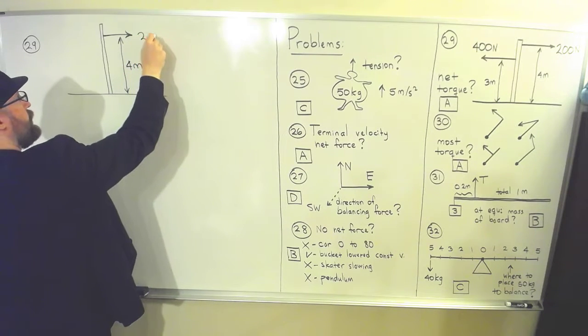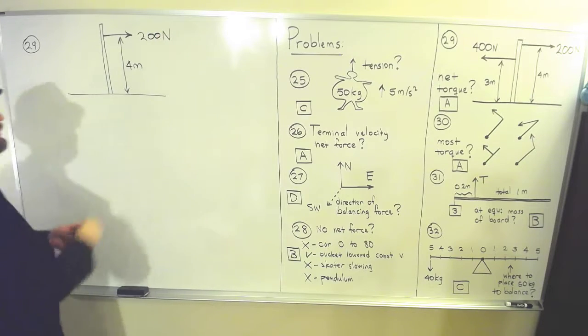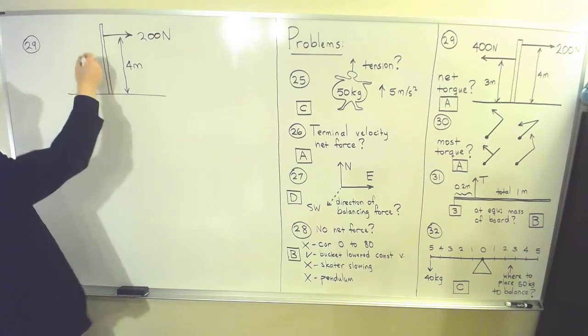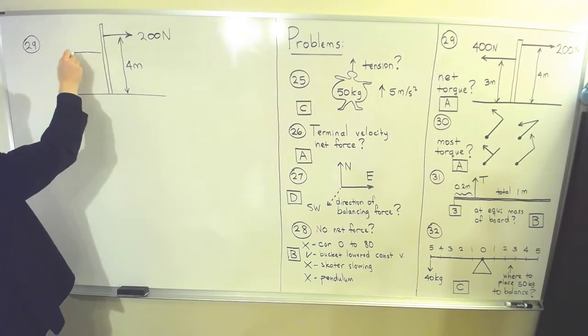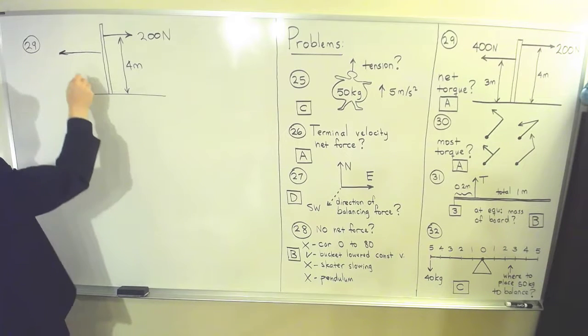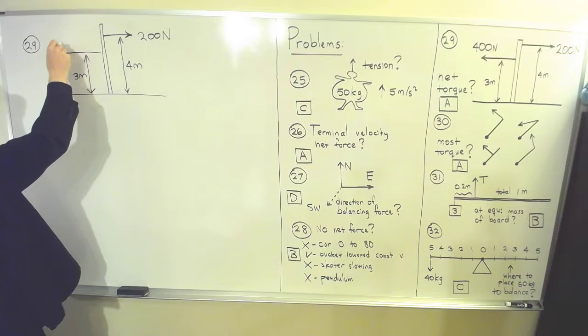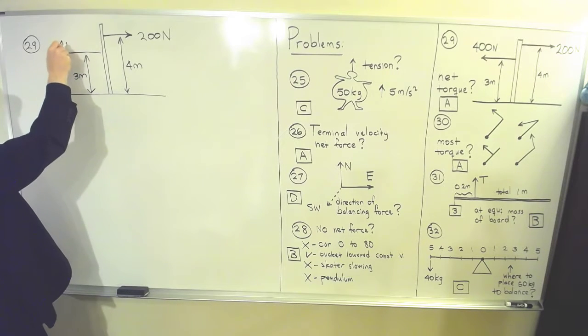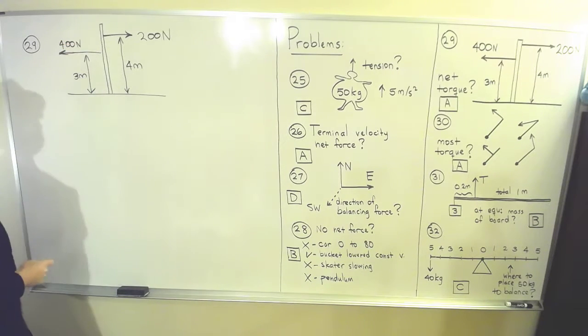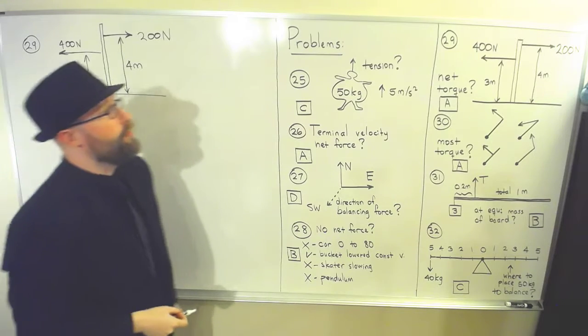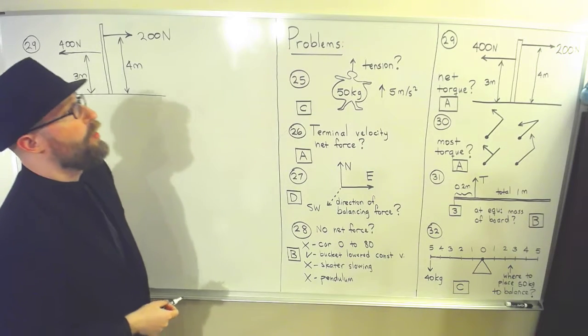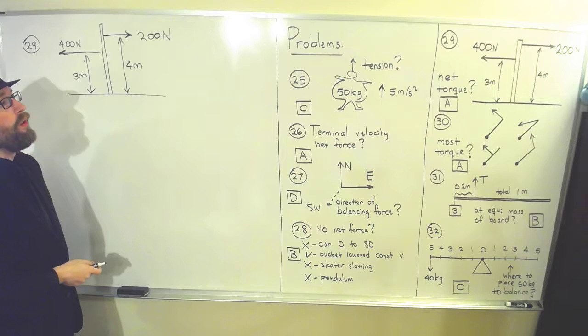And it has a tension of 200 newtons in it, so it's pulling that way. And then you have one that's a little bit lower down here. This is at a height of 3 meters, and it has a tension of 400 newtons. And what they ask you is, what is the net torque on the pole?